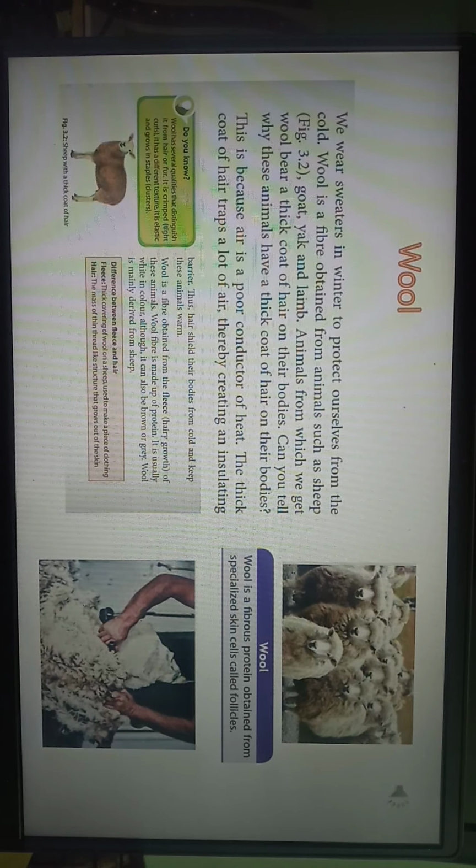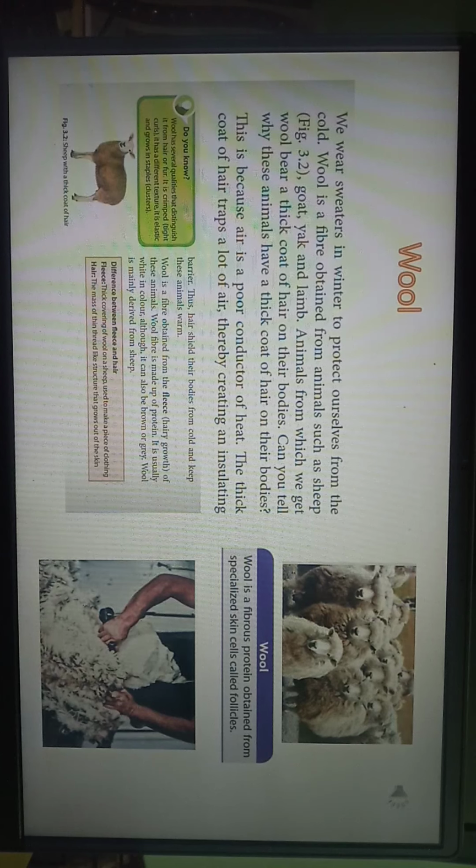I hope you all have understood. I will repeat what happens. These animals have hair on their body, a thick coat of hair I should say. This thick coat of hair traps a lot of air, and we all know that air is a bad conductor of heat. Air does not conduct heat. So as a result, since air is a bad conductor of heat, an insulating barrier gets created. Since there is an insulating barrier, this hair protects their body from cold. They won't be feeling cold, and as a result these animals feel warmth.